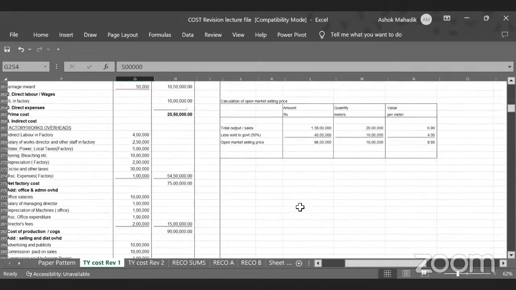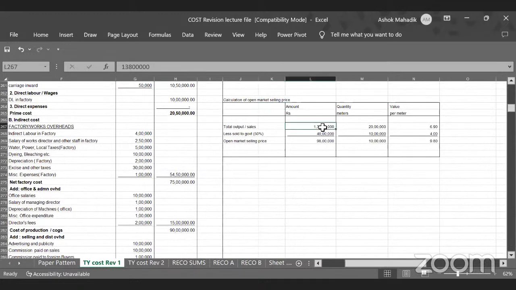Okay. So look here. Our total sales, look at first column only, 1 crore 38 lakhs, out of which half of the stock is sold to government at rupees 4 only. So 10 lakh meters sold to government at 4. So 40 lakh rupees sales is made to government.